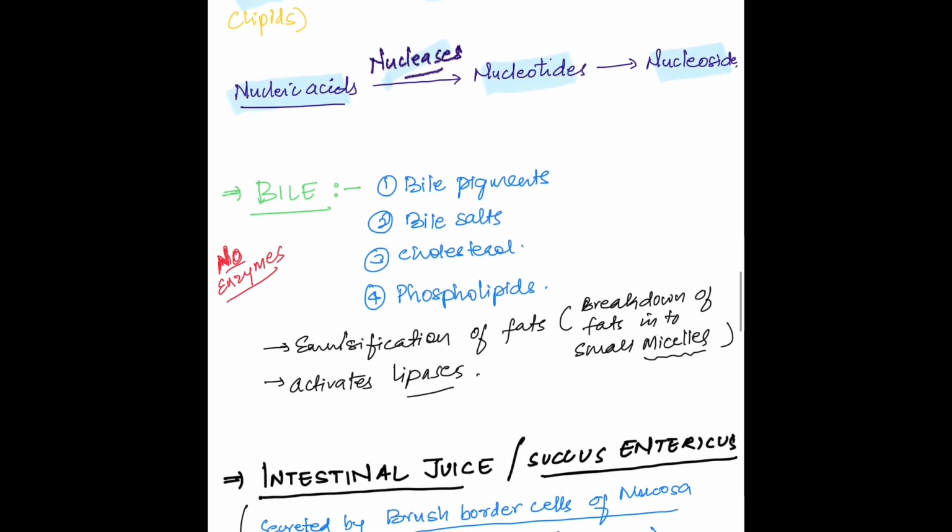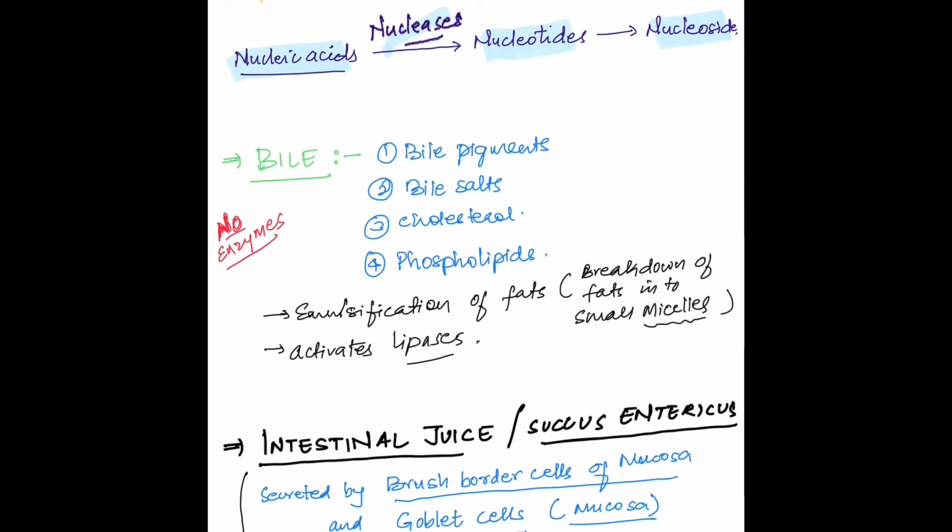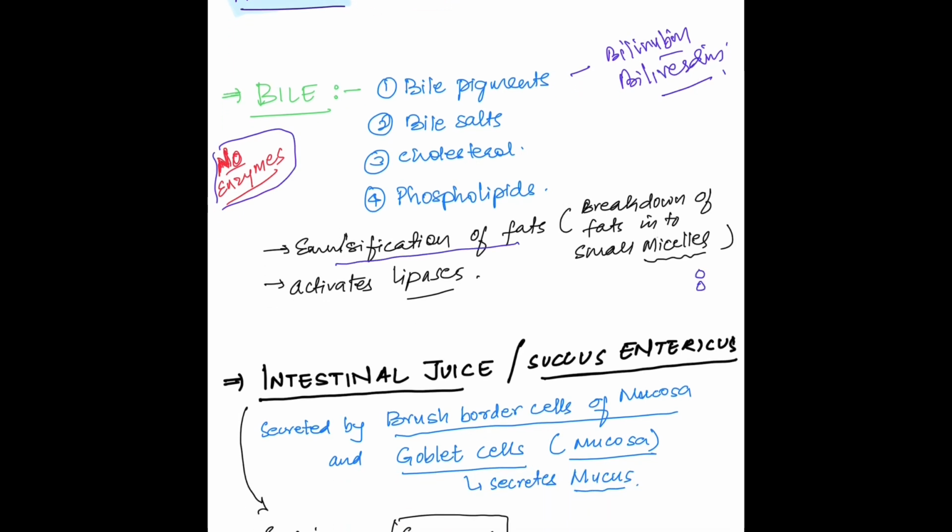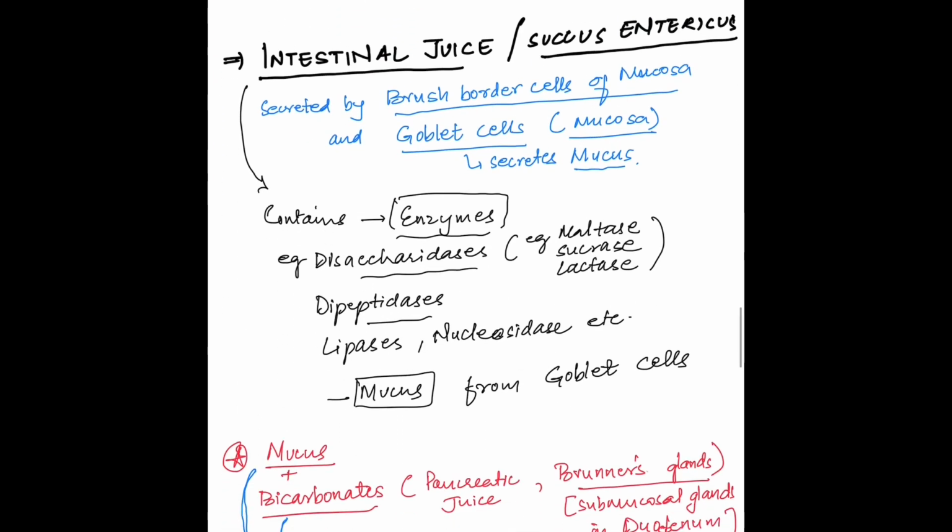Let's move on to bile. It contains bile pigments, bile salts, cholesterol, and phospholipids. Bile pigments are bilirubin and biliverdin. Bile does not contain any enzymes. Functions of bile include emulsification of fats, that is, it breaks down fats into small micelles which can be absorbed, and bile also activates lipases. And lastly, the intestinal juice or succus entericus.